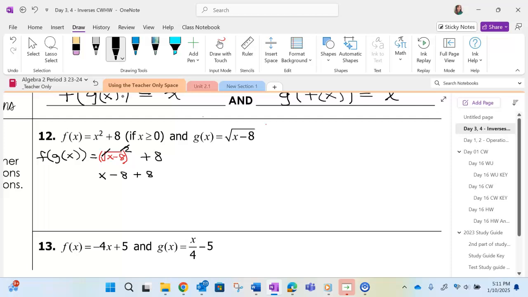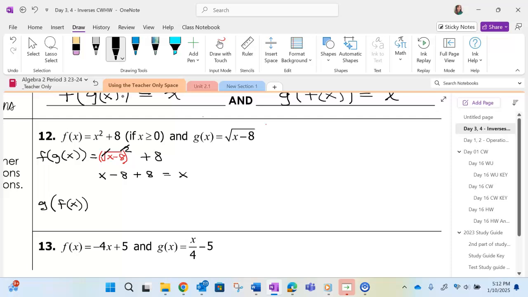Plus 8. Now negative 8 plus 8 is 0, so this is x. See how we did that? We put this inside of this. Now let's do the opposite: g, and we're going to put f of x inside.